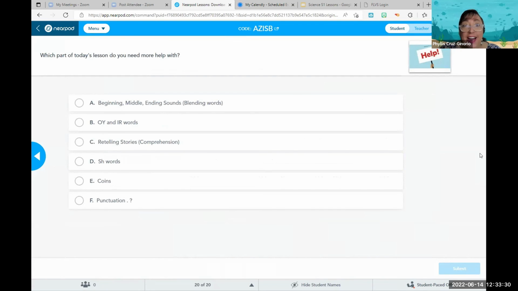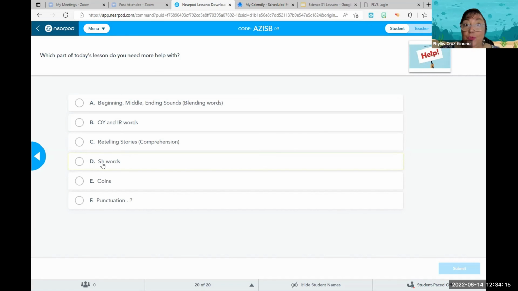Now, for the last thing, our exit ticket, the last thing you do before you leave, I want you to read these over and choose one that you need more help with from today's lesson. So you may feel confident in many things, but some things we need a little more help with. So let me read the answers and you pick one that you want a little more help with. All right. A, I need more help with beginning, middle, ending sounds. How about B? I need some practice with OY and IR words. How about C? I need a lot of practice with comprehension and retelling, that 5-finger retell with the details, the characters, and the setting. If you need a little help with that one, pick that one.